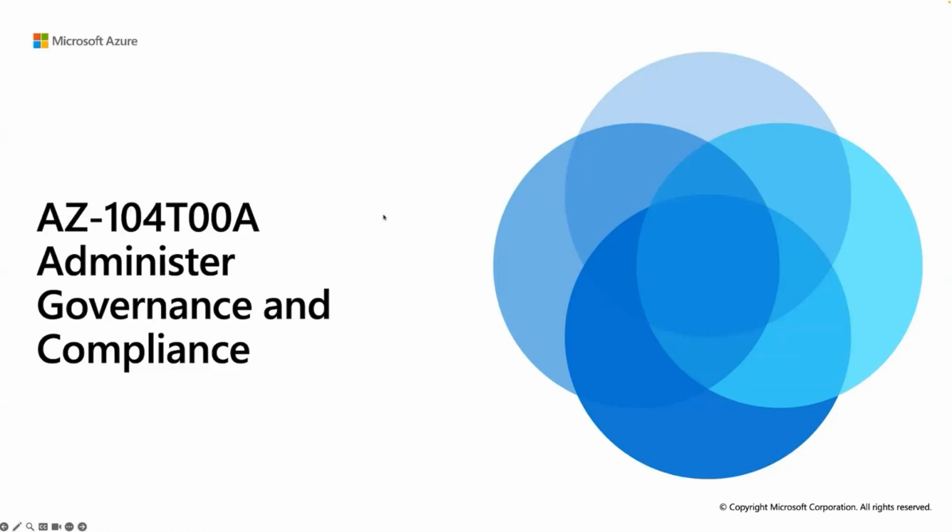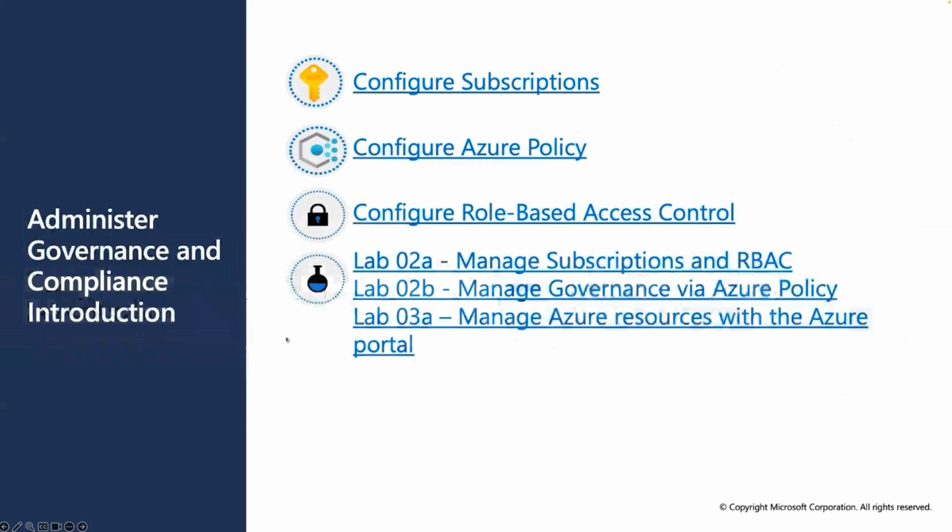So in the next topic, we're going to learn about administering governance and compliance. Currently we just understood the Active Directory, and now we're moving on to the next topic. Within this topic, we're going to learn how to configure subscriptions, how to configure Azure Policy, and how to configure role-based access control. In other terms, people say RBAC. RBAC is nothing but role-based access control. And possibly, if time permits, we will perform some of the labs as well.